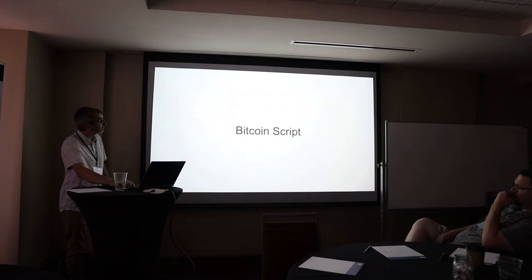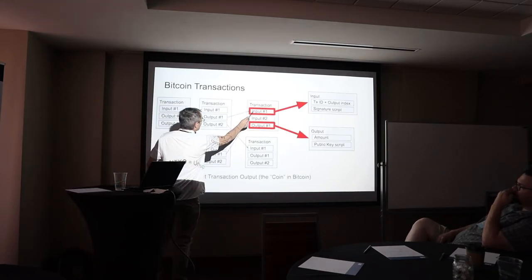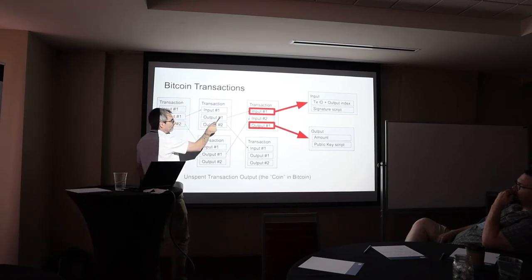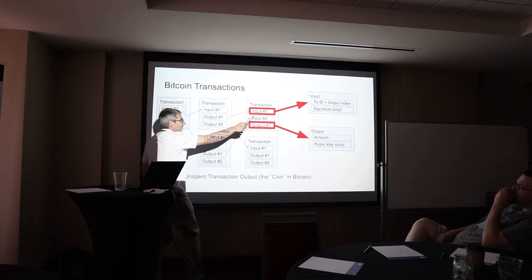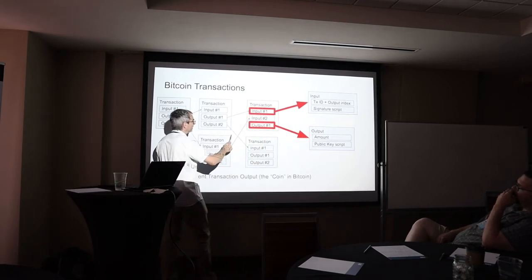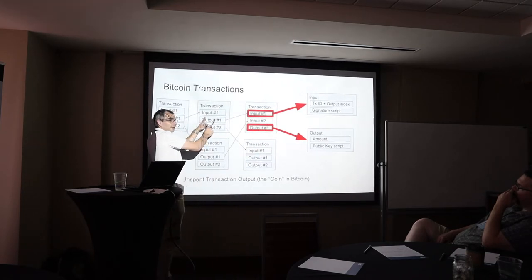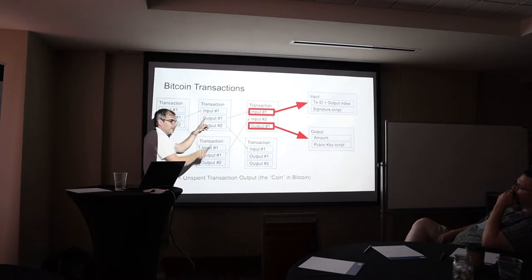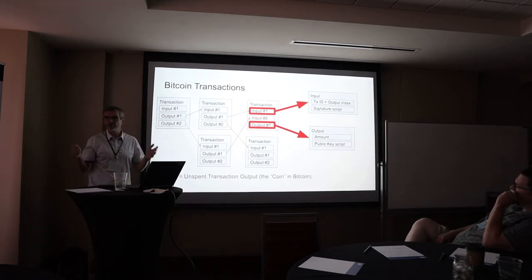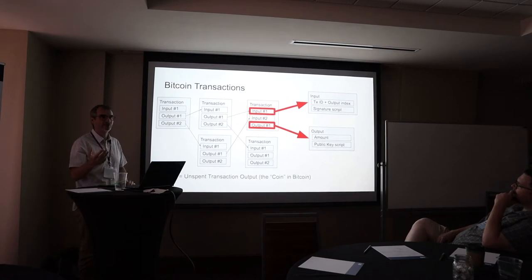Again, in a transaction, this one spends this output. So first, I'm going to run this signature script and get a stack. I'm going to run the public key script of the output I'm trying to spend. And if everything is fine, then I have a single 1 value on my stack. That's what you're supposed to do for every transaction that comes in your block.